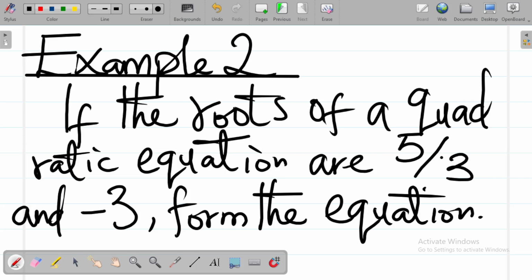Alright, example 2. If the roots of a quadratic equation are 5 all over 3 and -3, form the equation. In this context, we are given the roots of the quadratic equation and we are not given the equation itself, and we are asked to find the equation. So how do we go about it?